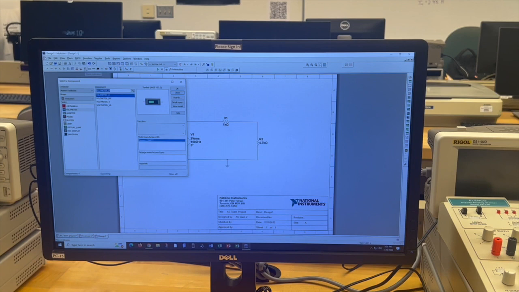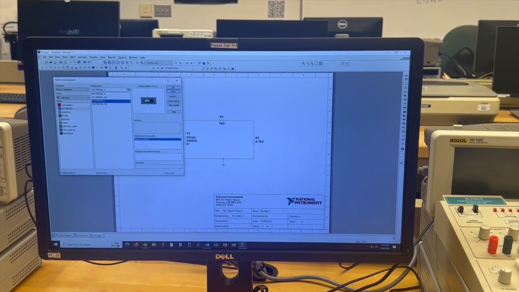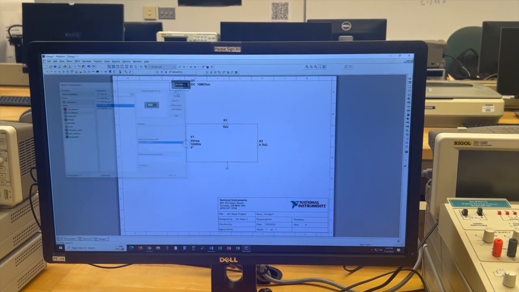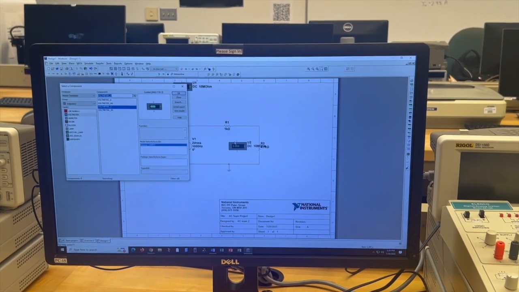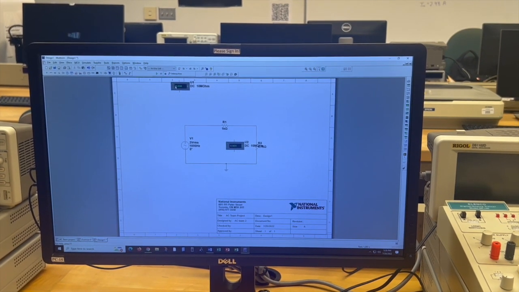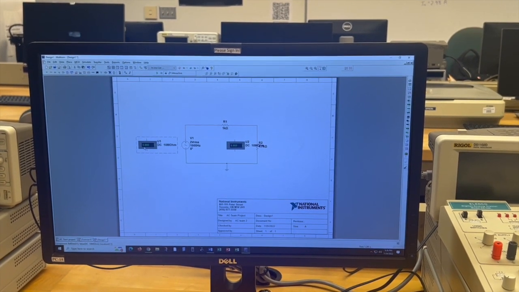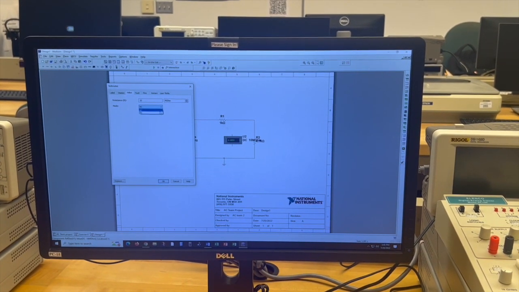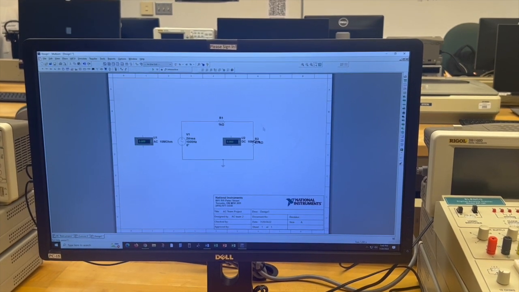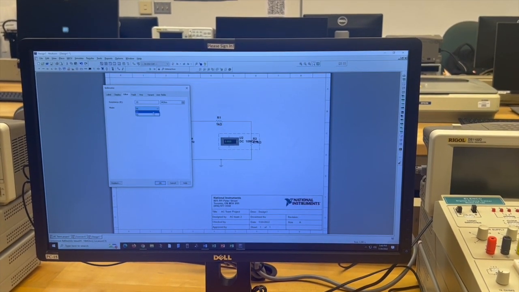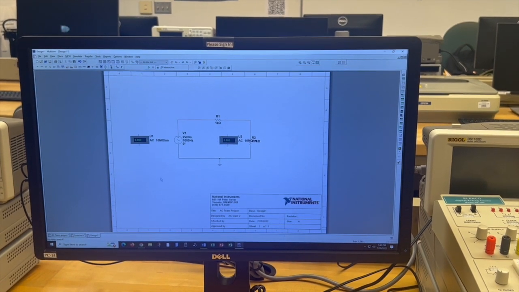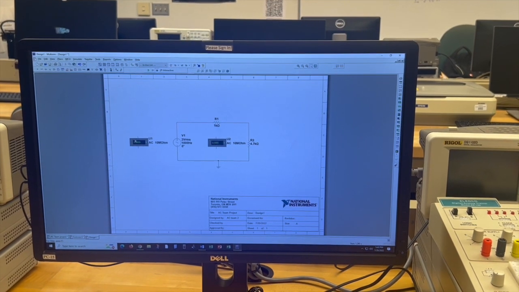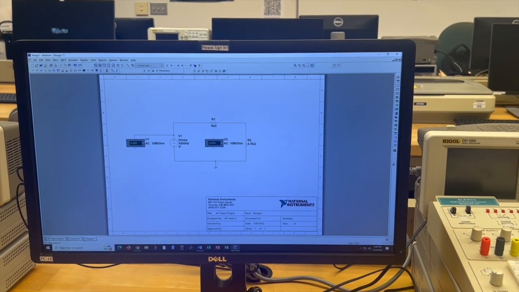We're going to insert our voltmeters, vertical voltmeters. We're changing from DC to AC on each voltmeter. We're connecting our voltmeters to our circuit.